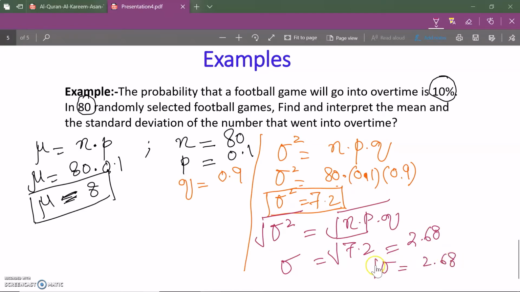So we have found all the required values. The mean is 8, the variance is 7.2, and the standard deviation is 2.68.